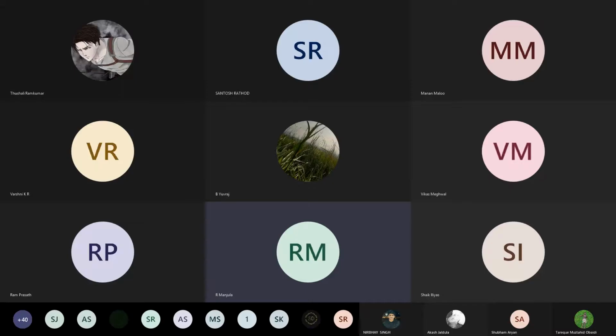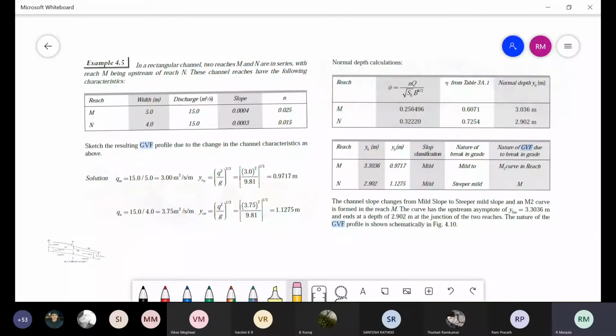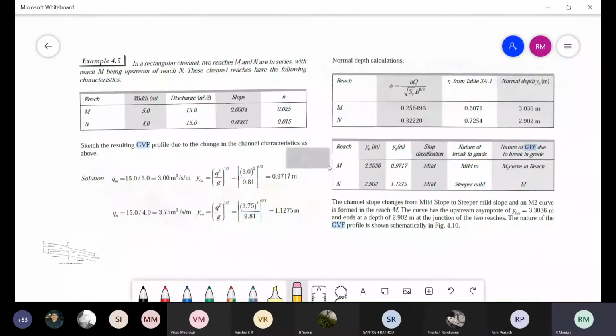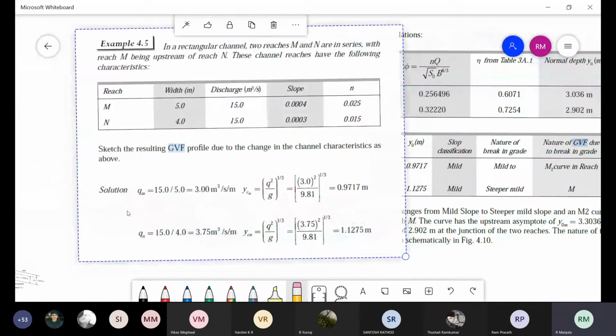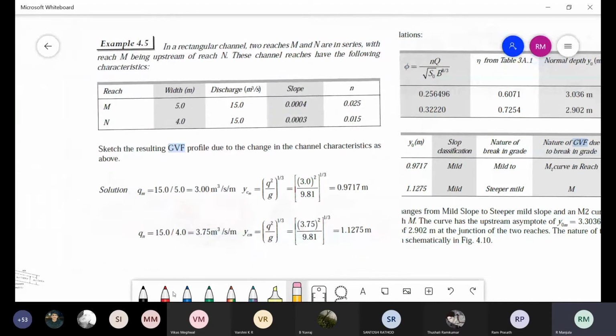Rates. Now this class will continue with one more problem in that profile. You can see a rectangular channel. In the rectangular channel there are two reaches, reach M and reach N, with M on the upstream side and N on the downstream side.